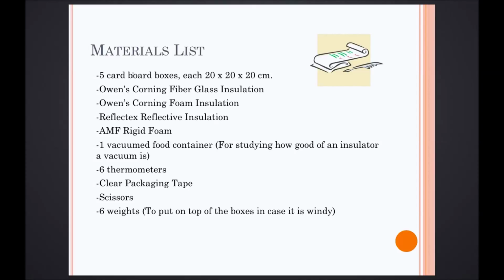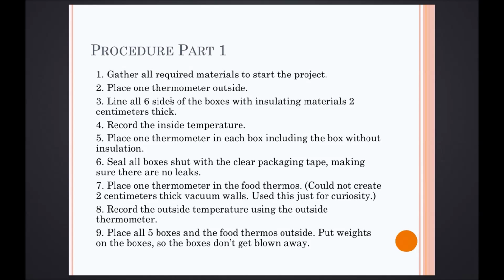To conduct this experiment, the materials required were 5 cardboard boxes, each a 20 centimeter cube. Owens Corning fiberglass insulation was required, as well as Owens Corning foam insulation. Reflectex reflective insulation was also required as a more modern alternative to these fiberglass and foam options. Also, rigid foam, a popular option especially in factories, was used. One vacuum food container was used to study how good an insulator a vacuum is. It was not really part of my project, but probably a lead-in as a future avenue of my research. I also needed 6 thermometers, clear packaging tape, scissors, and 6 weights to put on top of the boxes in case it was windy.